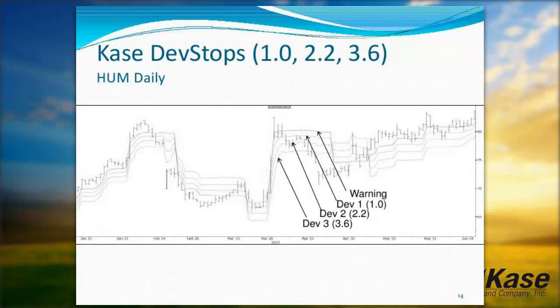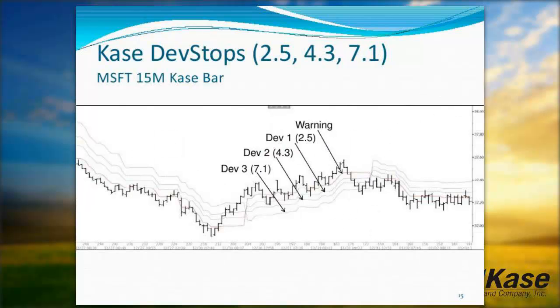All right, so here's another example. You can see how the stops widen out as the volatility gets greater. This is a Humana daily chart, 1, 2.2, and 3.6 standard deviations. You can see that on the left-hand side of the chart, the stops are fairly tight. Then as the volatility increases, the stops begin to widen to give your trade a little bit more play, but also at the same time, set some reasonable risk limits to get you out when the trade's moving against you.